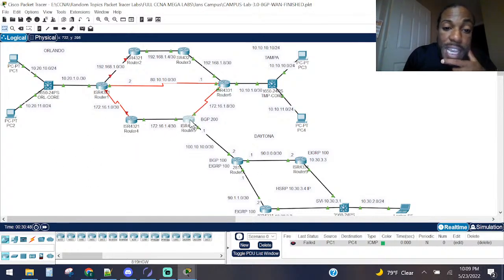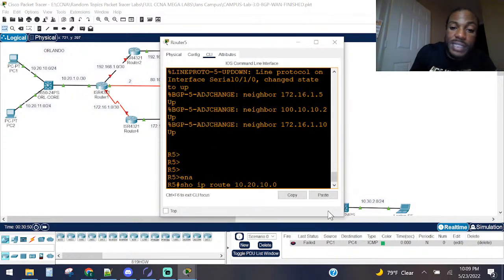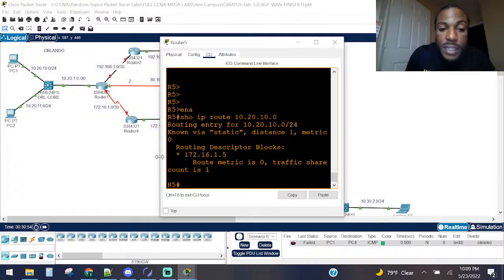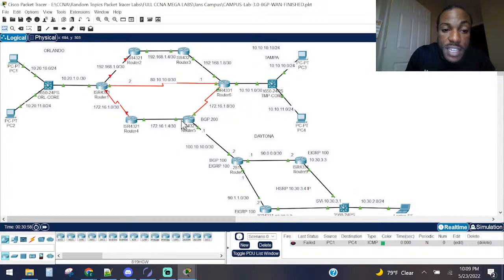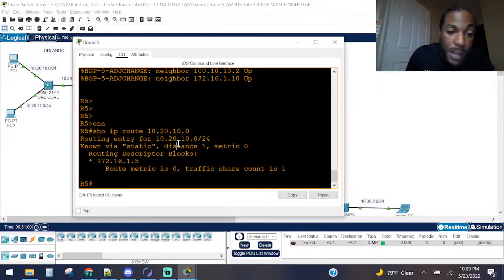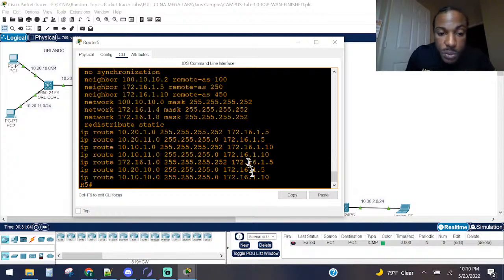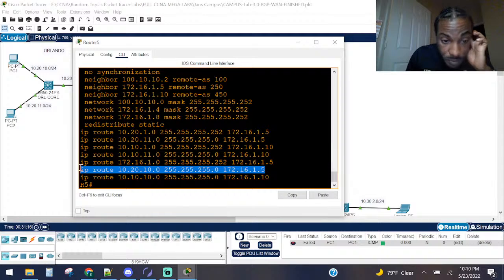So let's go to router 5 and ask, what is his way to get to that 10.20.10.0 network? He said his next hop was what? 172.16.1.5, which takes you to the dead end. So let's get rid of that route. Show run section routes, which was the 10.20.10.0 network. We'll also need the 10.20.11.0. So we need to fix that one and this one, which is pretty much Orlando.